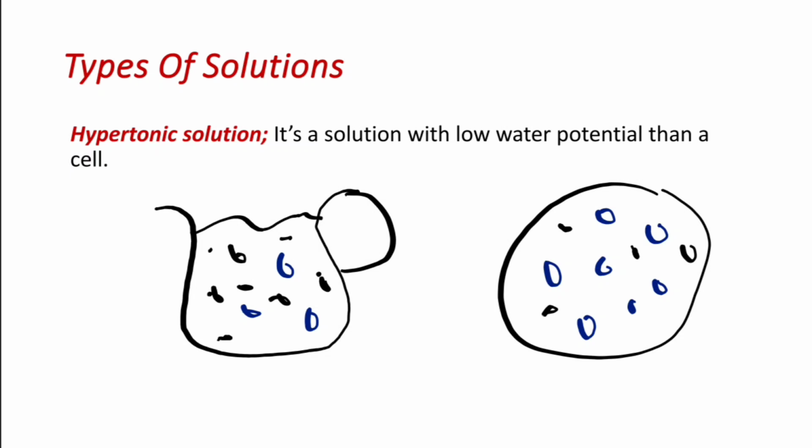When you look at our cell, it has got more water molecules, meaning it has got high water potential. Are you following? So our cup has got low water potential, while the solution which is in our cell has got high water potential. So a hypertonic solution is a solution which has got lower water potential than the cell. So it has got low water potential, while the cell has got more water potential, or high water potential. So that's what a hypertonic solution is.